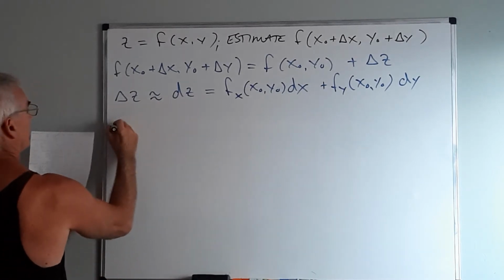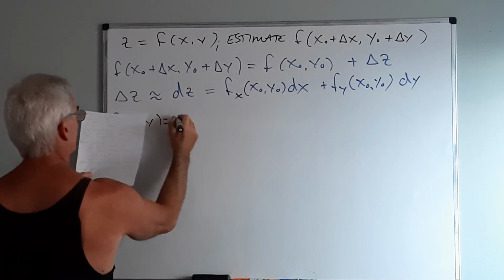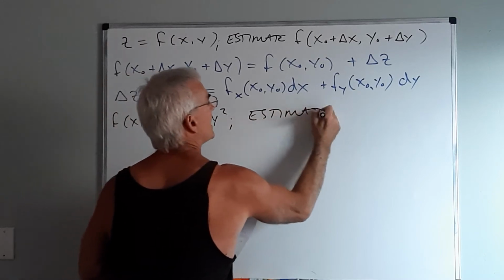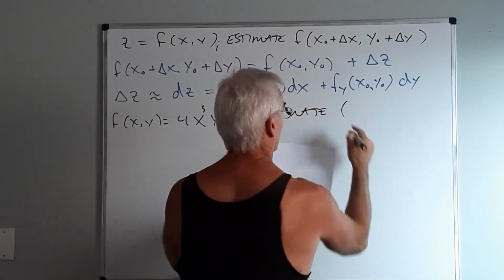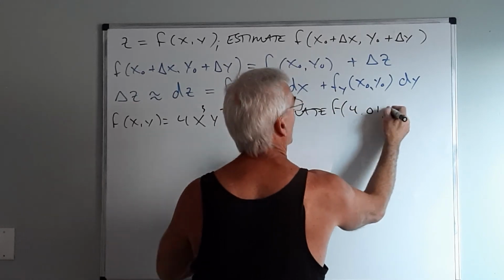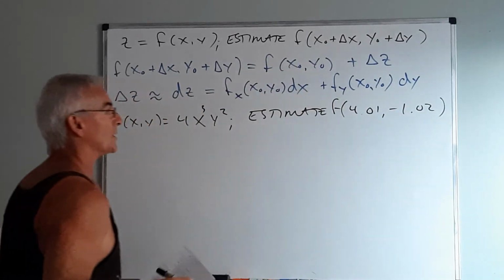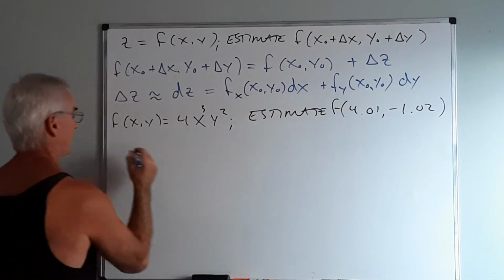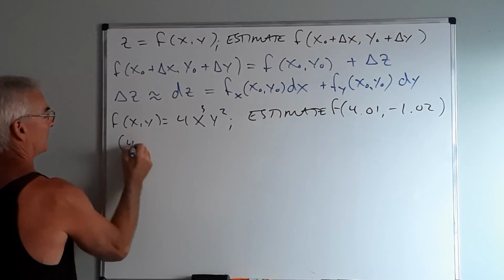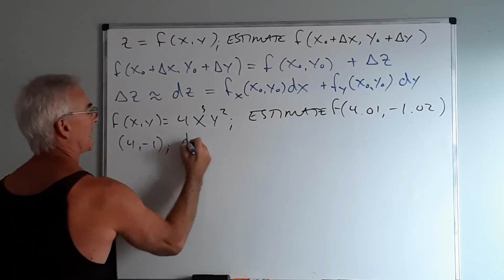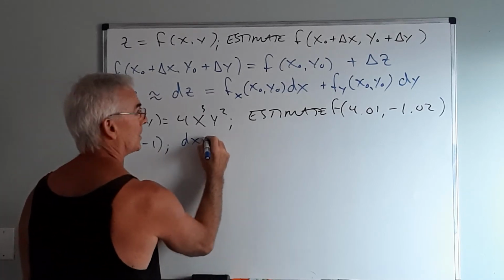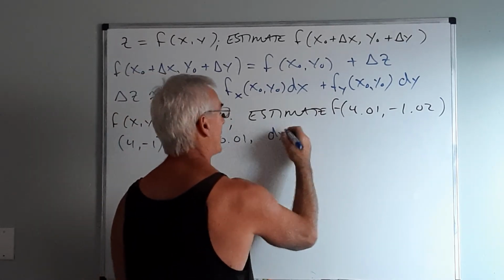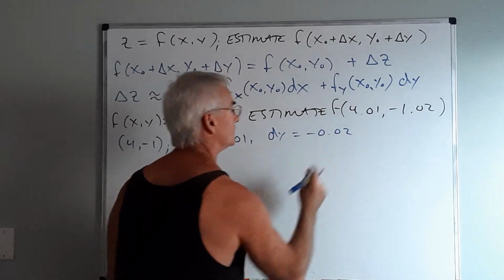Let's consider f of x, y equals 4x cubed y squared, and we want to estimate, how about f of 4.01, negative 1.02. So in this case here, we have our function, we have our happy point. Our happy point will be the point 4 comma negative 1. Our change in x, dx and delta x, which are the same, will be 0.01. Our change in y, because we're going backwards, will be negative 0.02.